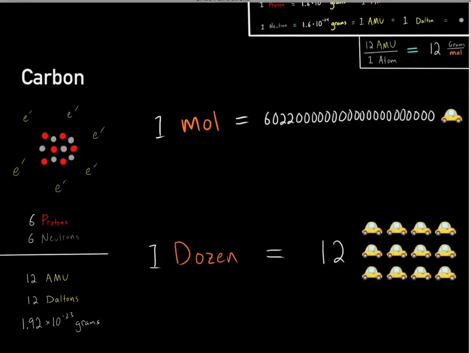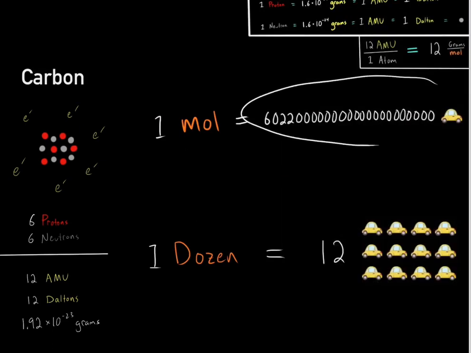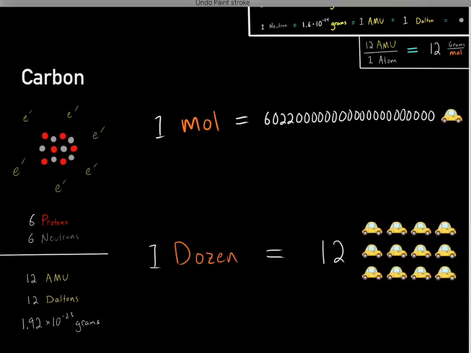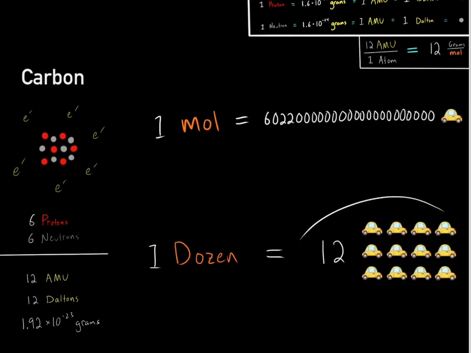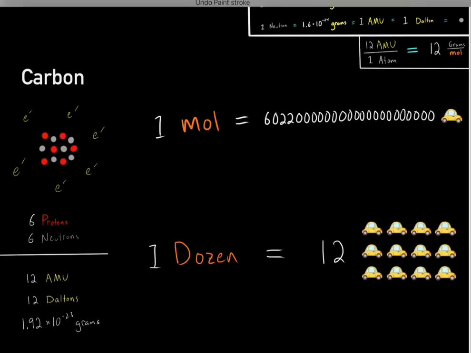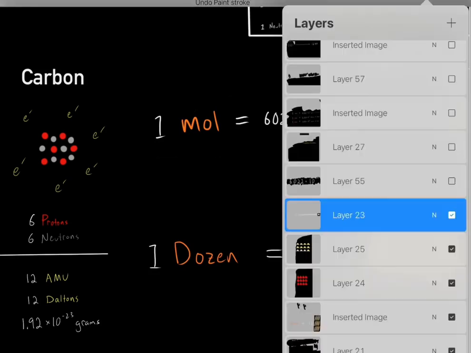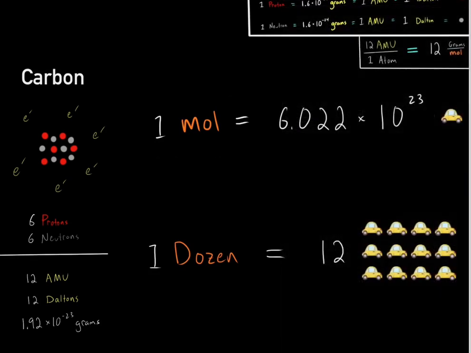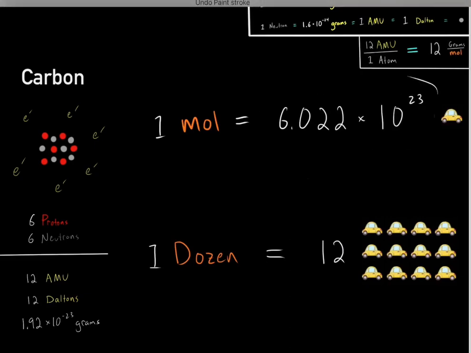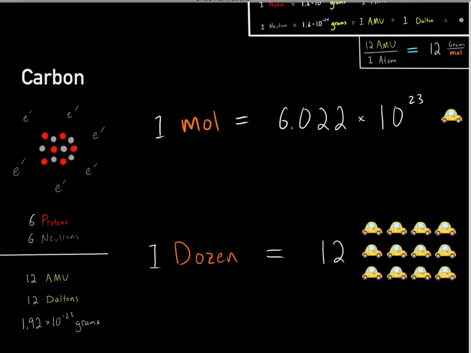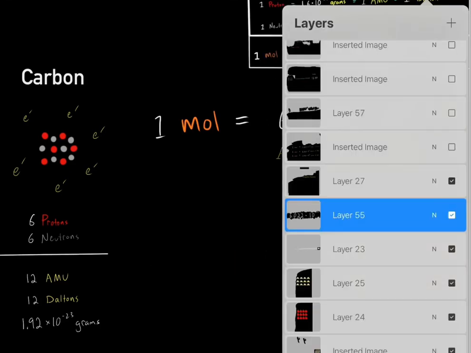So the same thing with a mole. A mole is just a number. When you have this number of cars, then you have 1 mole of cars. It's just a number. Just like if you have 12 cars, you have 1 dozen cars. If you have this many cars, you have 1 mole of cars. It's just a number. And again, chemists don't like using those big numbers, so we like to use scientific notation. So if you have 6.022 times 10 to the 23 cars, then you have 1 mole of cars.